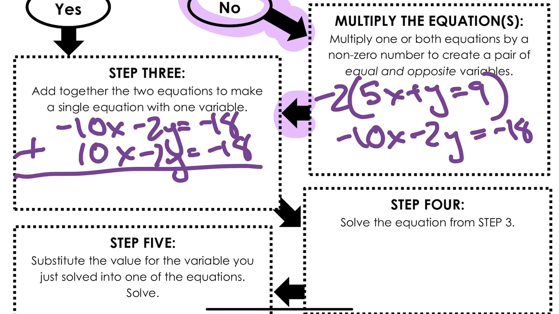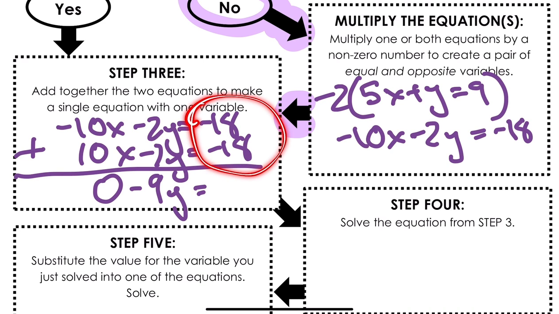box. So we have a negative 10x plus 10x. That's what we wanted. A 0. That's going to cancel out. Awesome. Then we have a negative 2 plus a negative 7. That's going to be a negative 9y. And then we have a negative 18 plus a negative 18. That will be a negative 36. Okay. So that is going to take us to our next step.